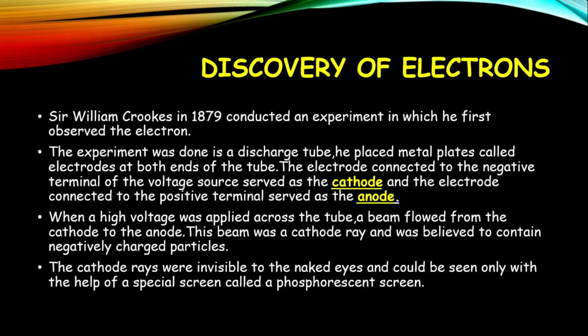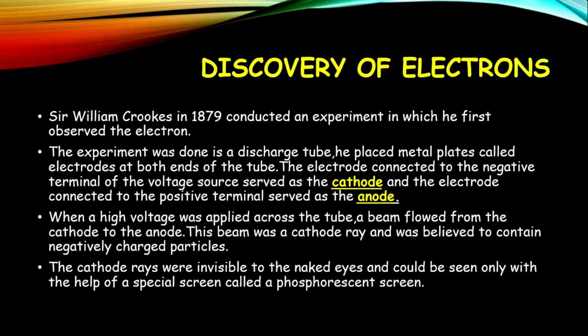He placed metal plates called electrodes at both ends of the tube. The negatively charged electrode was called the cathode, and the positively charged electrode was called the anode. It was seen that when a high voltage was applied across the tube, a beam flowed from the cathode to the anode, and this beam was called the cathode ray as it flowed from the cathode. It was believed to contain negatively charged particles.